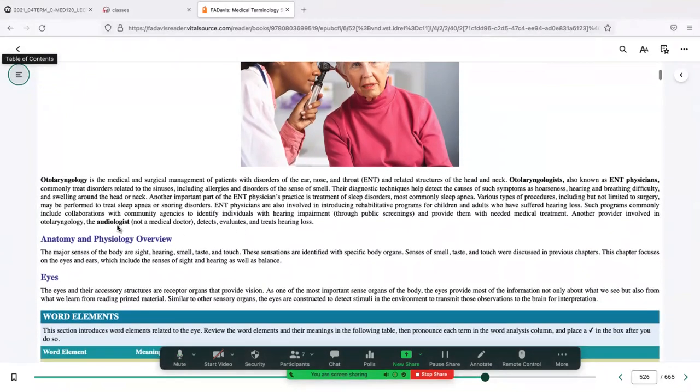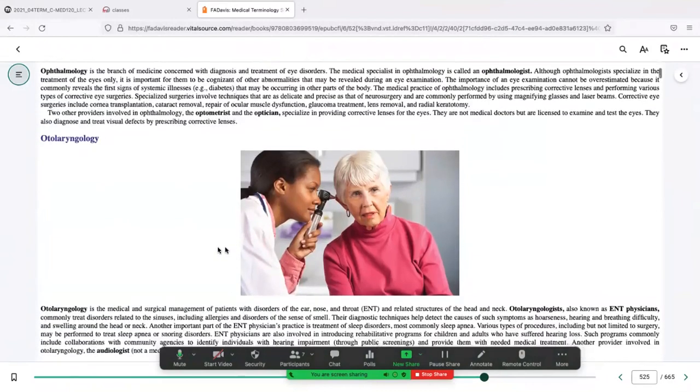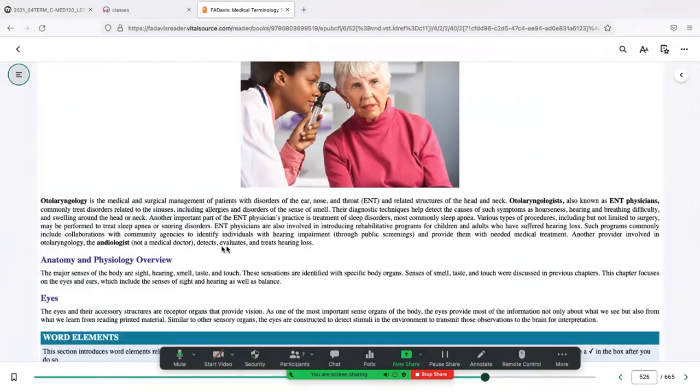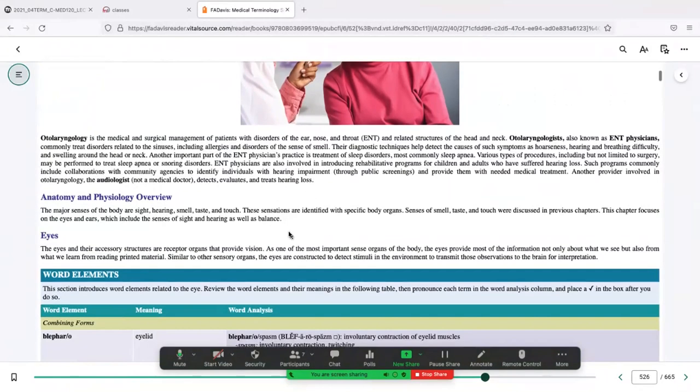Now, if you have a specialist who's trying to evaluate your hearing loss, that's the audiologist. They are not an MD, but they have a 4-year degree, and just like the optometrists and the opticians, they do basic ear testing, and they're also the ones that do the follow-up for treatments in hearing loss.